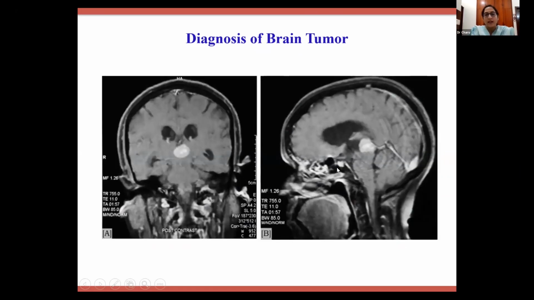This is a picture showing the coronal and the sagittal section of a pineal gland tumor. Although it is not strictly a posterior fossa tumor, the approach is usually the infratentorial and supracerebellar approach. So the anesthetic concerns and the surgical concerns remain the same as in the posterior fossa patient.